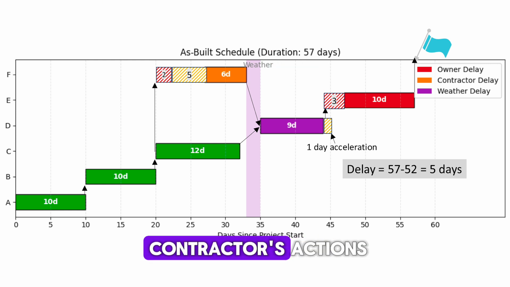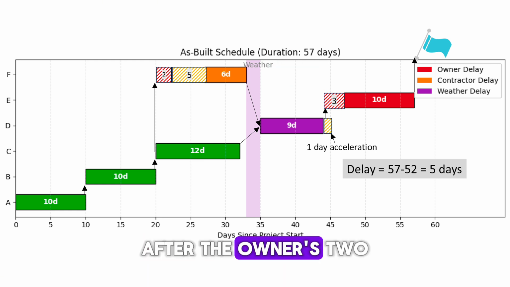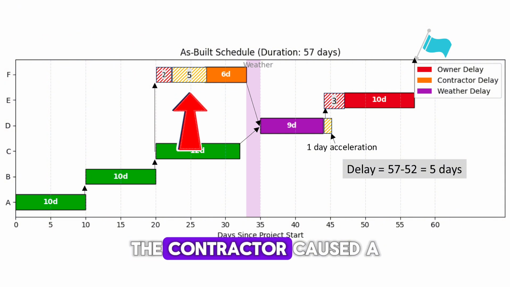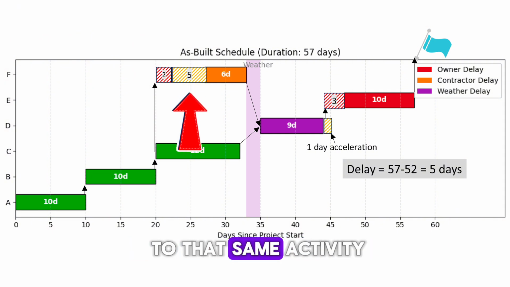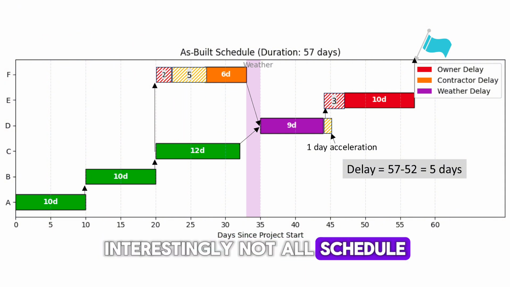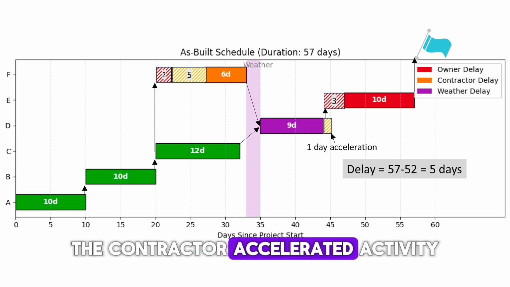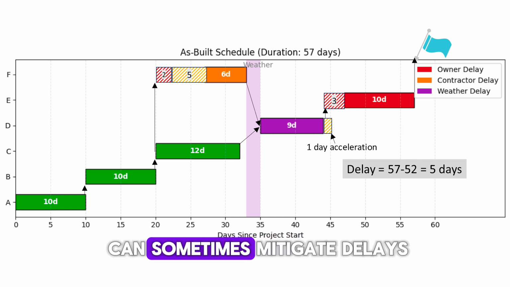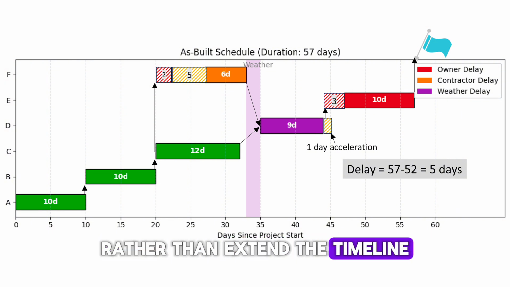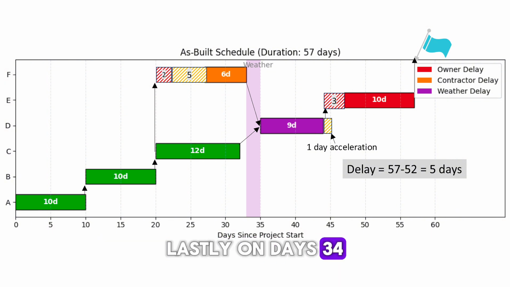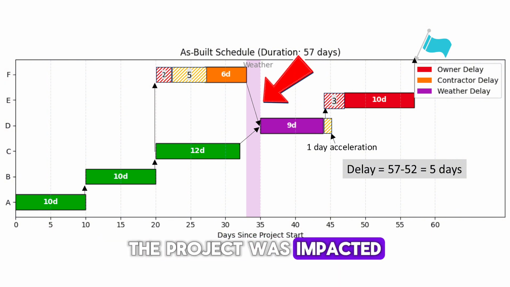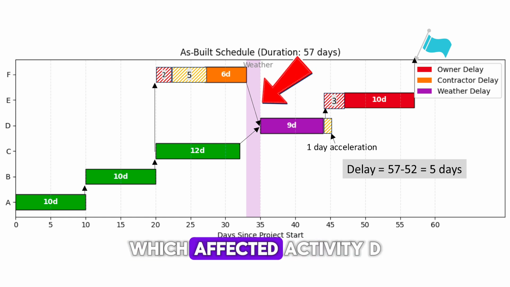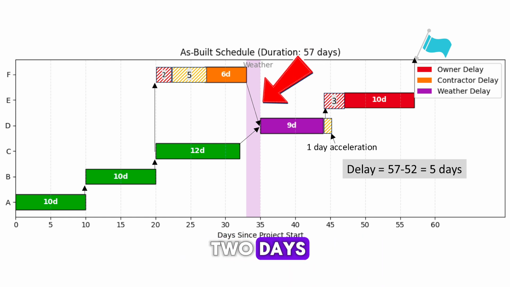Next, we examine the contractor's actions. After the owner's 2-day delay to activity F, the contractor caused a further 5-day delay to that same activity. Interestingly, not all schedule changes were delays. The contractor accelerated activity D by 1 day, demonstrating that schedule changes can sometimes mitigate delays rather than extend the timeline. Lastly, on days 34 and 35, the project was impacted by adverse weather conditions, which affected activity D for a total of 2 days.